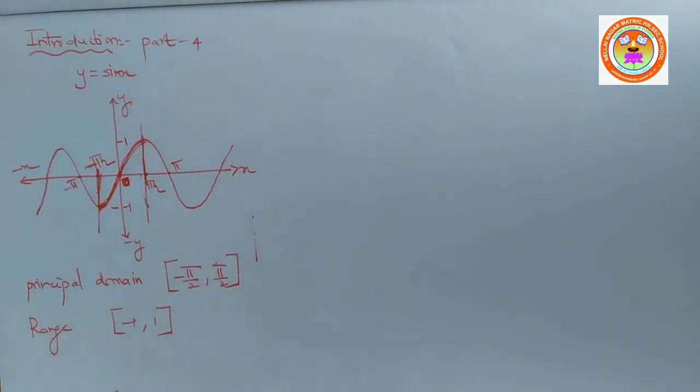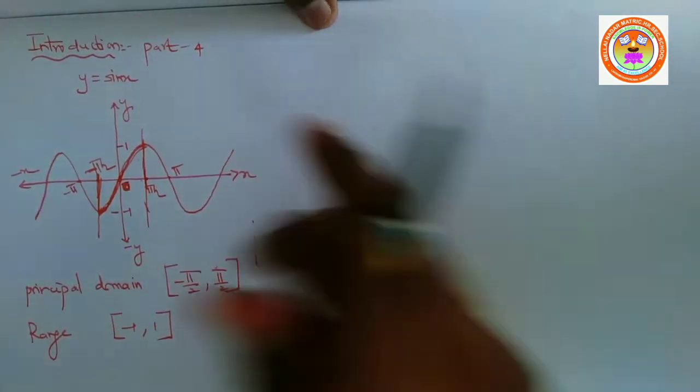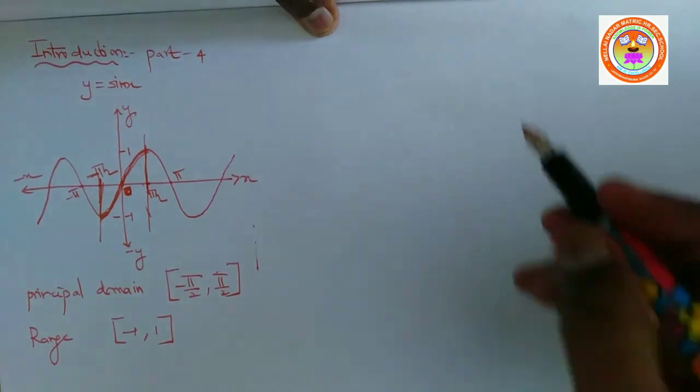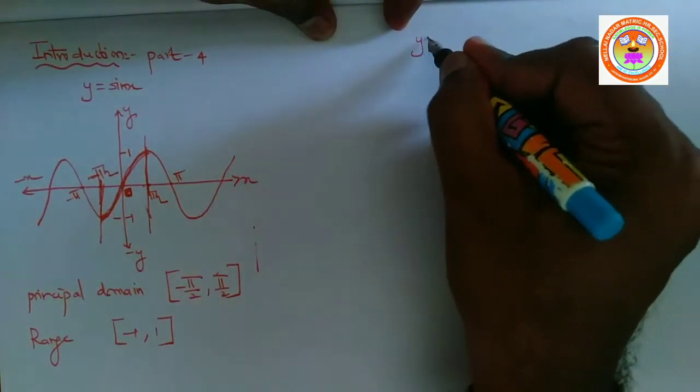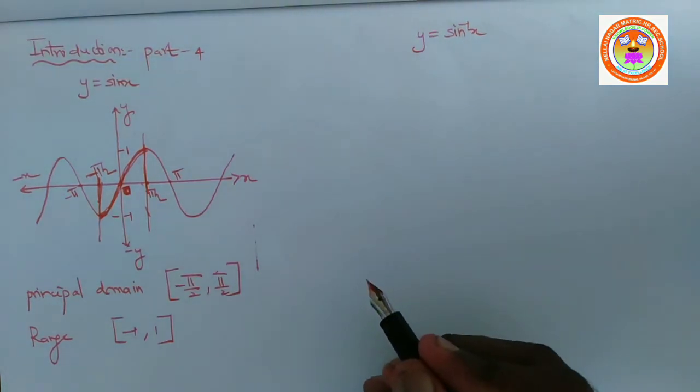This is all well known. Now we are going to draw the y equal to sine inverse curve. How can we draw a sine inverse curve? We have taken y is equal to sine x. The same way, we are going to take y is equal to sine inverse of x curve.